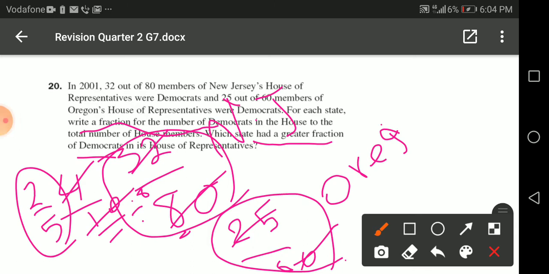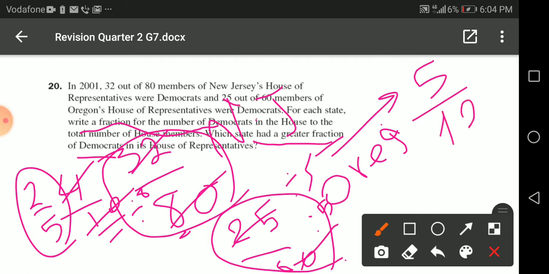25 over 60, simplify means divide. 25 divided by what and divided by what? Divided by 5, divided by 5. 25 divided by 5 gives you 5. 60 divided by 5, 12. So this is the simplest form. 2 over 5, 5 over 12.